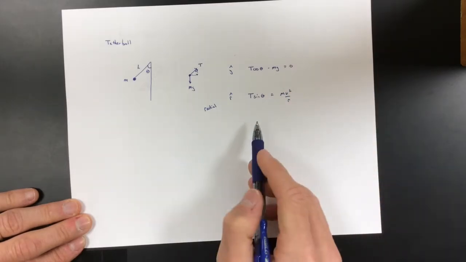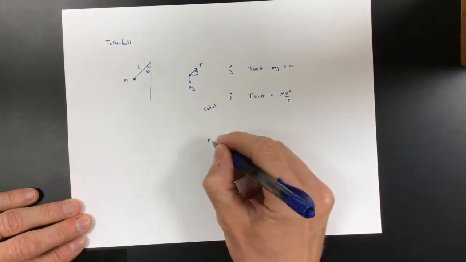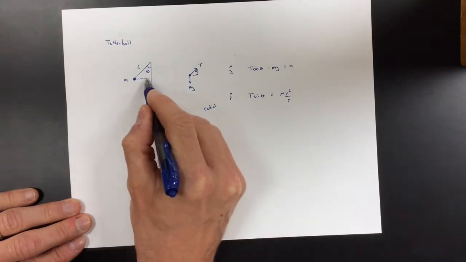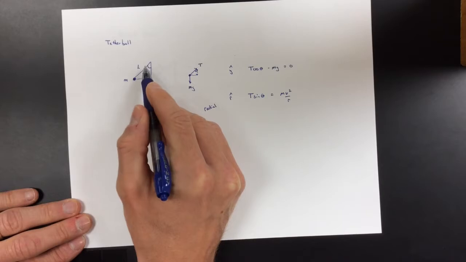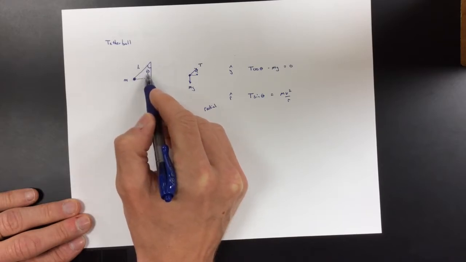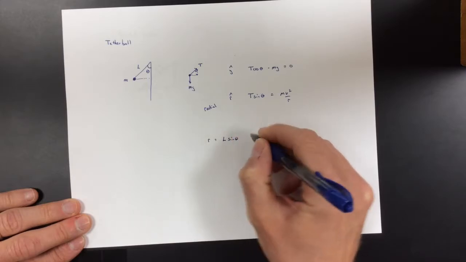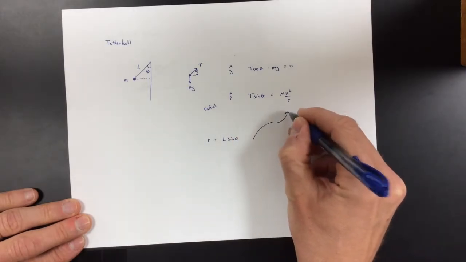One of the tricky parts is to represent what is r. Well, r is the radius of the motion. The radius of the motion is represented by this dotted line right here. This dotted line is a certain distance. Well, based on the length of the string and the angle, r is L sine theta. So L sine theta can replace r in that equation.